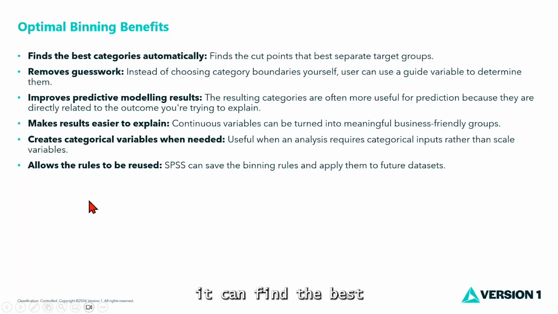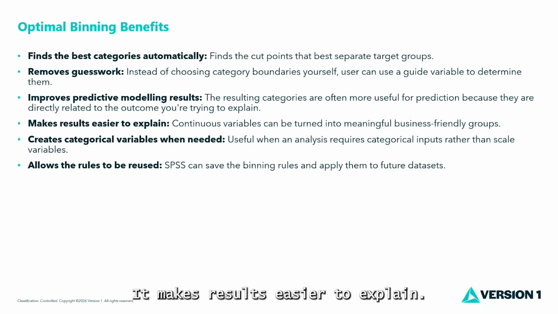Optimal binning has several benefits. First of all, it can find the best categories automatically, so it will find the cut points that best separate target groups. It also removes guesswork. So instead of choosing category boundaries yourself, a user can use a guide variable to determine categories. It can improve predictive modeling results. It makes results easier to explain. Continuous variables can be turned into meaningful business-friendly groups.